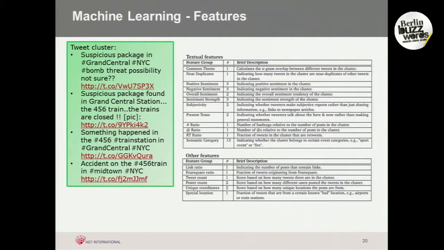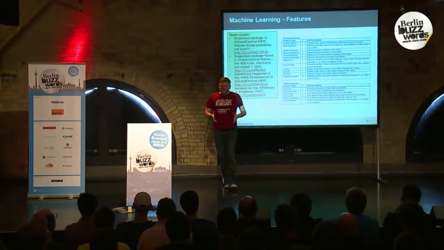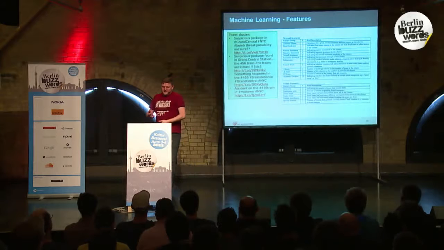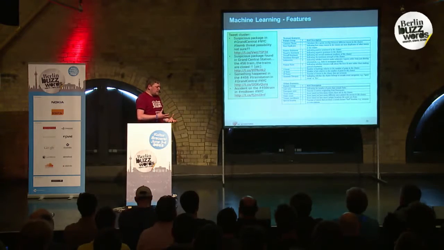And we have a bunch of ratios. We let the machine learning algorithm, of course, figure out whether they help or not, like how many hashtags are in there, what's the ratio of ads, what's the retweet ratio, and we have certain semantic categories. It's just like dictionaries about sport events, about fires, that basically help the machine learning algorithm figure out what type of event it is, and also whether it's an event or not at all.